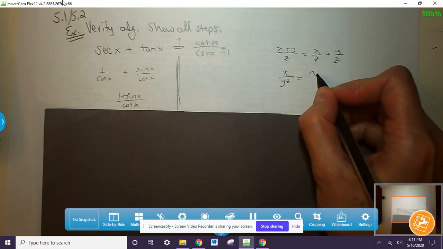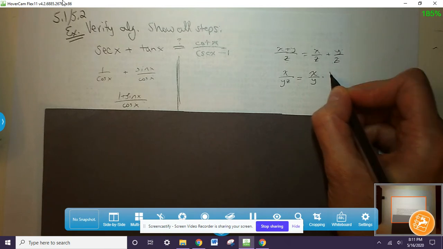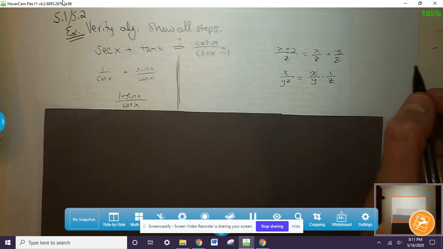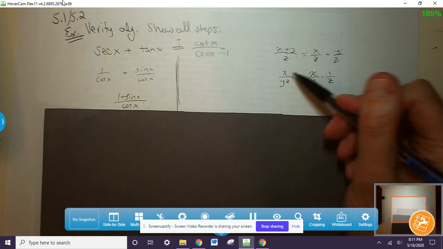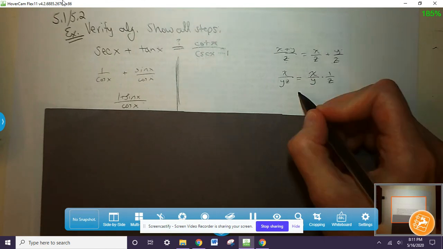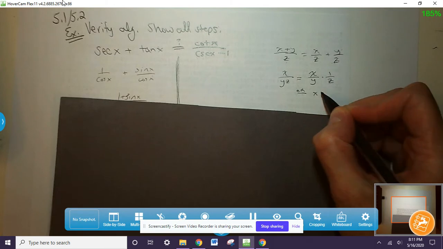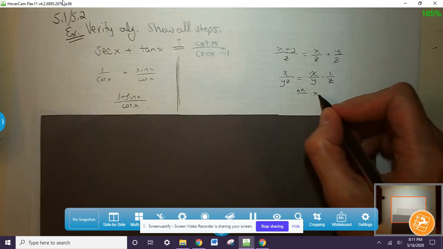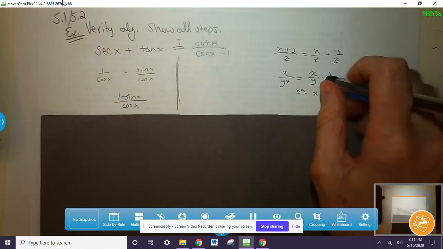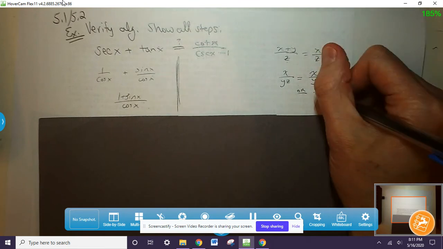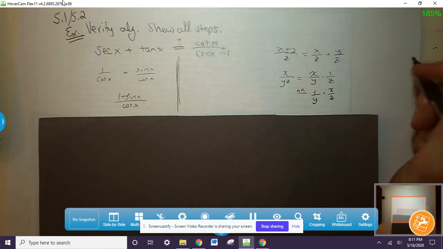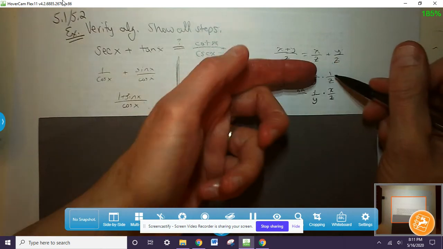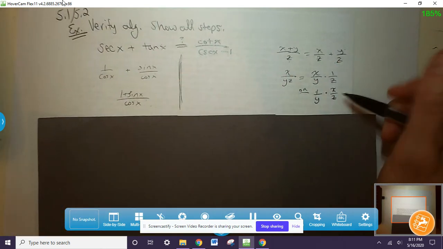You can make this like x over y times 1 over z. If you're not sure if that's allowed, try putting it back together. Top times top, bottom times bottom gives you this. Or you could do 1 over y times x over z. That would also be a correct way to split this apart, because if you do top times top and bottom times bottom, you get this expression.